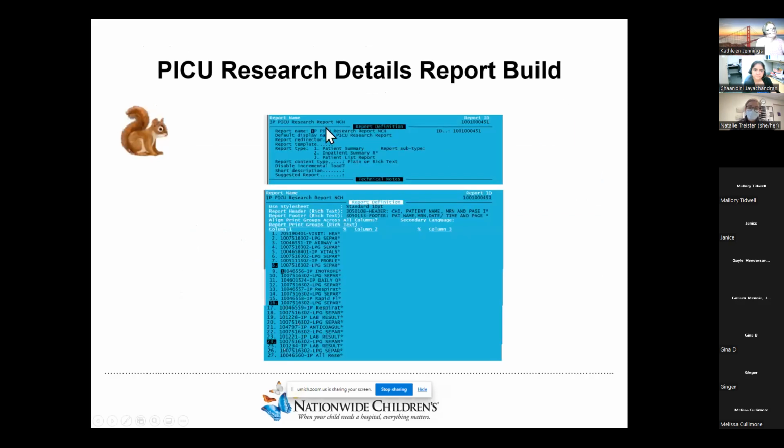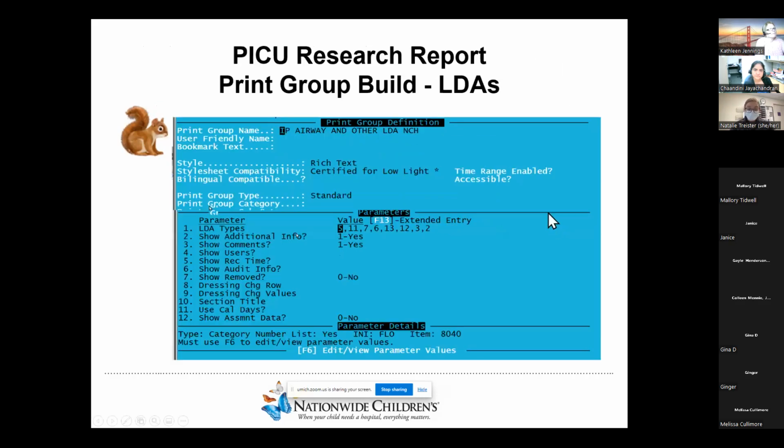And then this is just our report in the build side of things. So this is what we did. These are all the print groups that we put in there. And then in showing how some of these are set up, this is set up to choose the airways that they were interested in, to show some additional information. So again, Epic Standard, we just built it.